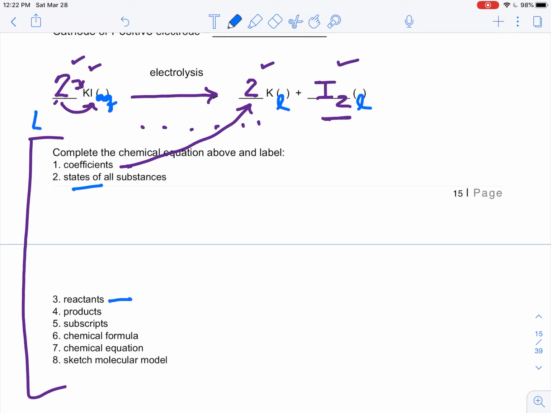Reactants, that would be everything on the left side of an equation, and products would be everything on the right side of an equation. It's what is produced.